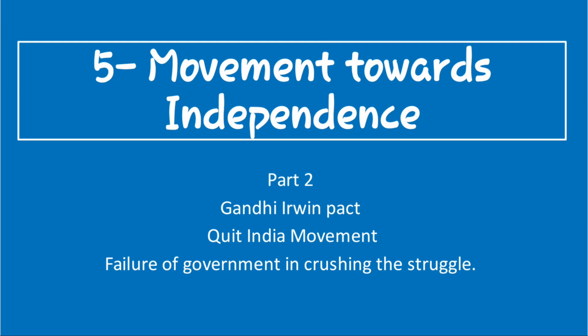Today, moving to second part of chapter 5, Movement Towards Independence. Today, we will be discussing the Gandhi-Irwin Pact and second round table conference, the Quit India movement and the situations involved in the Quit India movement, and the failure of government in crushing this struggle.